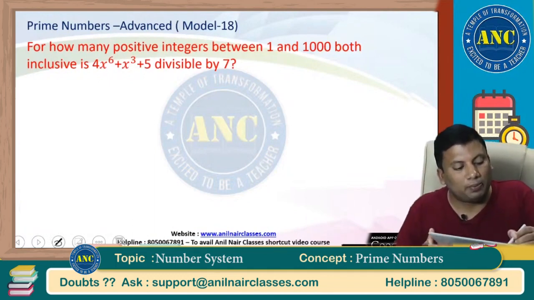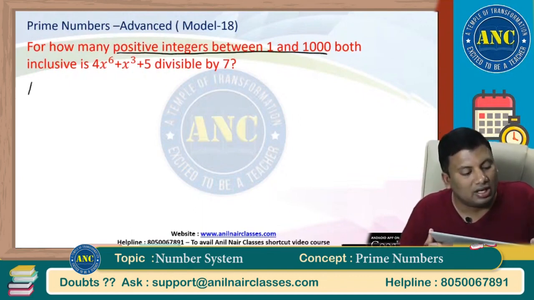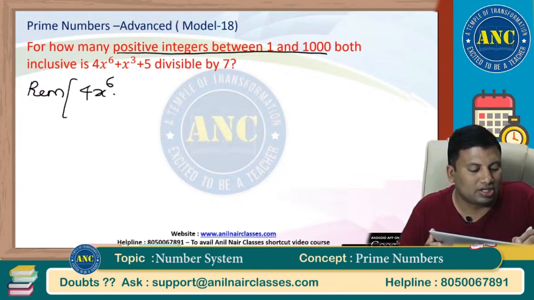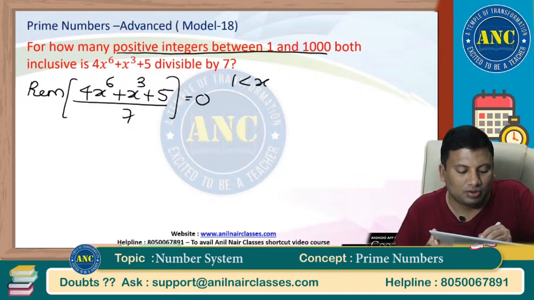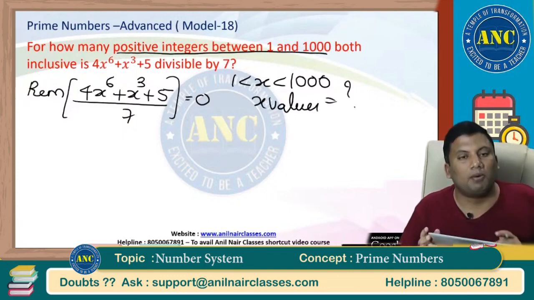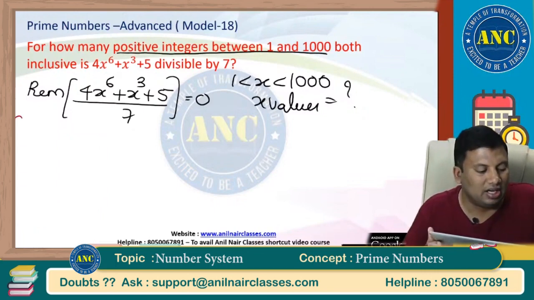For how many positive integers between 1 and 1000 is this polynomial expression, 4x power 6 plus x cube plus 5, divisible by 7? For how many values from 1 to 1000 is this expression divisible by 7? Seems like a very complex question, but we will go very slowly and understand the concept in detail.